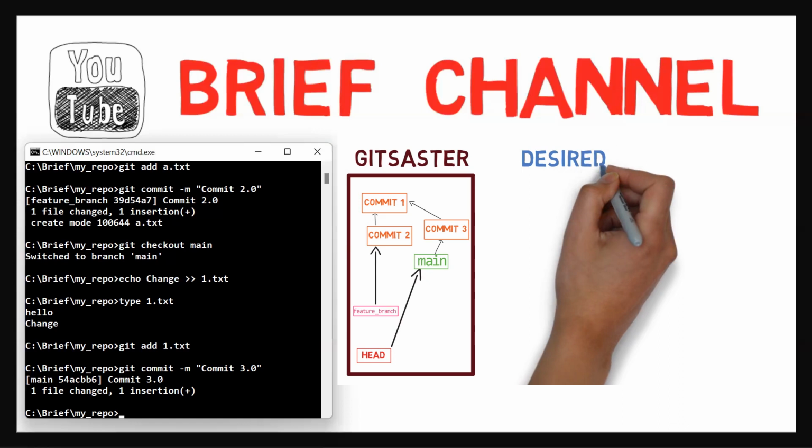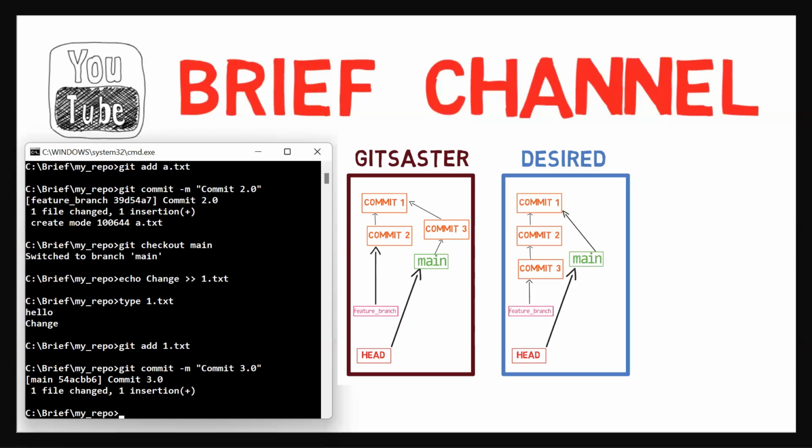And in the desired state, there are technically a few changes. First of all, the commit which main points to is commit 1. Second, commit 3 points to commit 2. And third, the feature branch points to commit 3. So let us start by adding the changes introduced in commit 3 to feature branch.